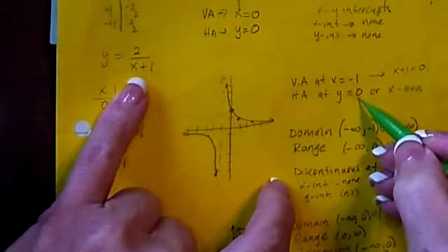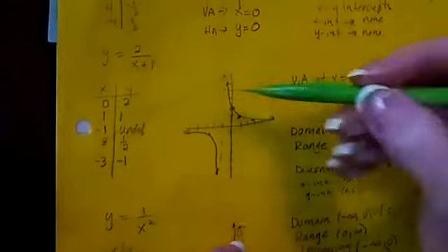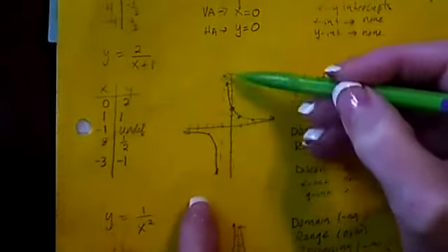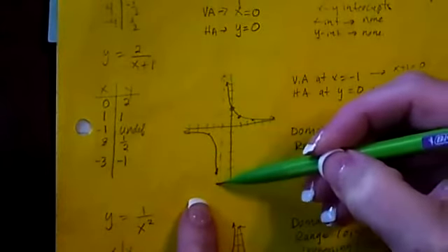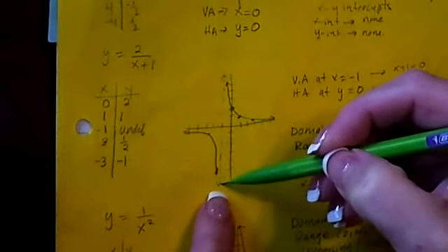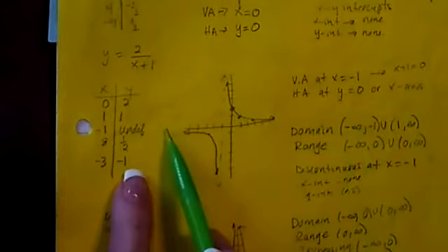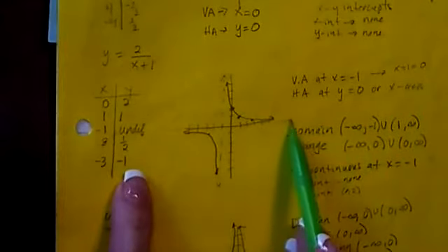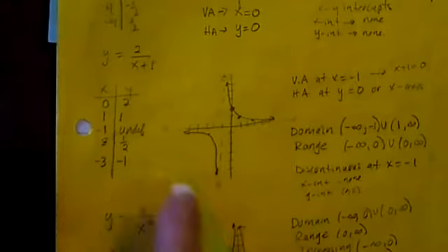Okay, so let's draw those asymptotes. So here at -1, I have a vertical asymptote, so that's where this dotted line is. And then I have y equals 0, which is just going to be your x-axis, the other asymptote. So those are the lines that won't cross.